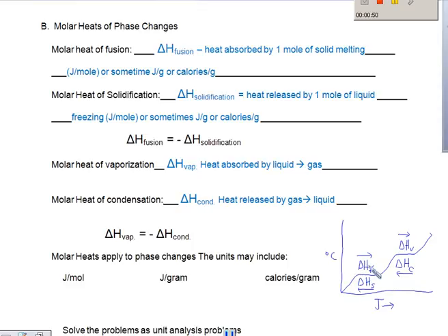The next phase change that we're going to look at is vaporization. So the molar heat of vaporization, delta H of vaporization, is the heat absorbed as a liquid is converted to a gas. It is related to the molar heat of condensation, which is the heat released by a gas going to a liquid. You're referring to the same region on a heating curve. One is going to have a positive sign and the other is going to have a negative sign.